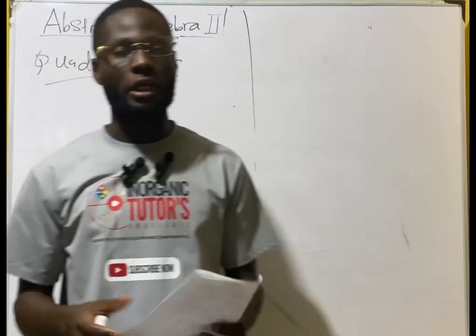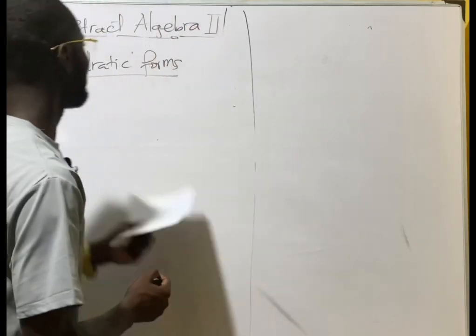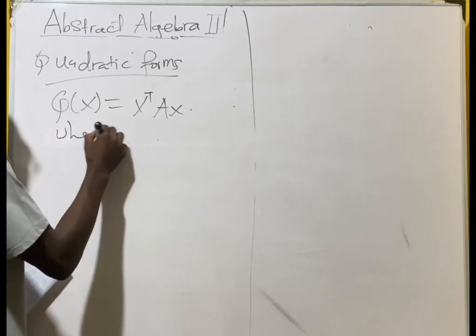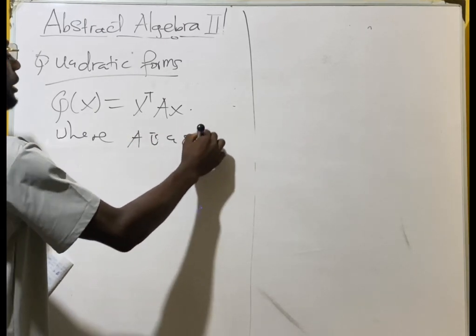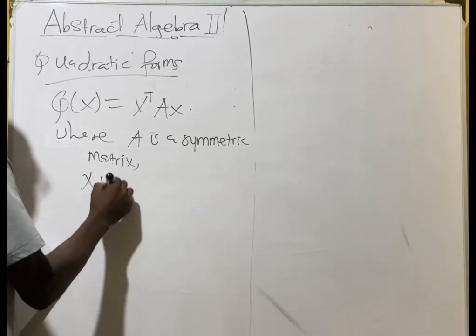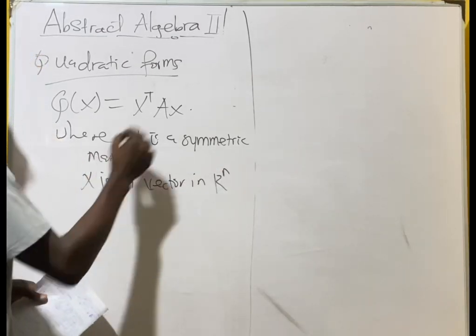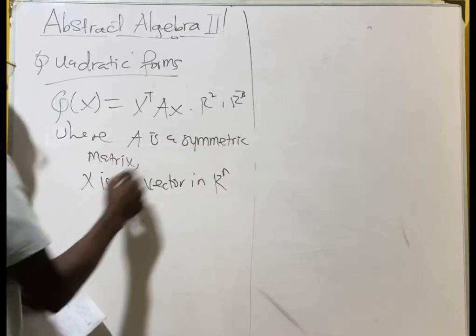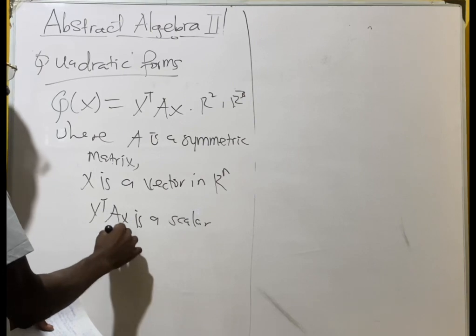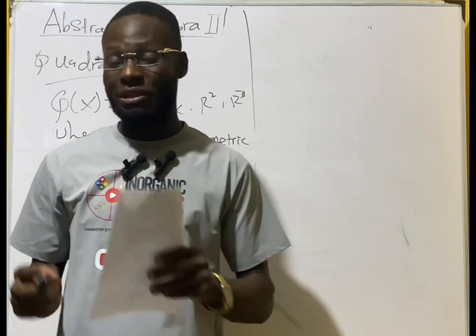When we talk about the quadratic forms, in abstract algebra it is basically an expression of the form Q(x) = x^T A x, where A is a symmetric matrix, x is a vector in R^n, where R^n can be R squared, R cubed, and all that, and x^T A x is a scalar output.